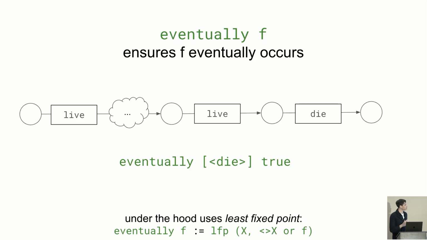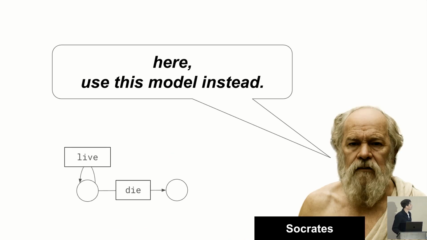Eventually F ensures that F eventually occurs. So here we see this model where, from the left-hand side, Socrates lives, and eventually he dies, and we express it as eventually box, diamond, die, true. Under the hood, this is using a least fixed point operator. I'd love to go into that, but I'm not going to be able to do that today.